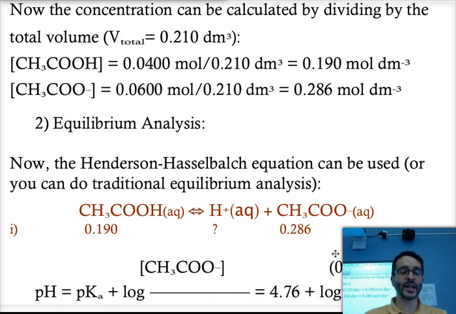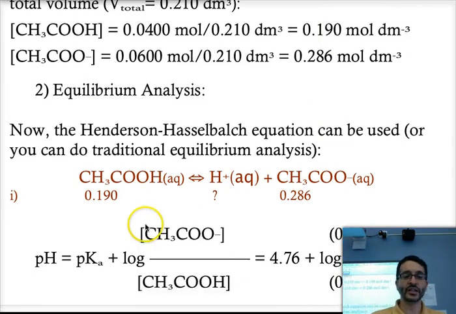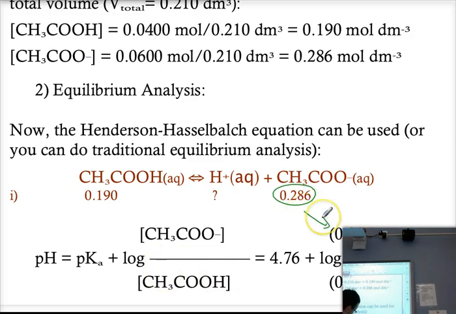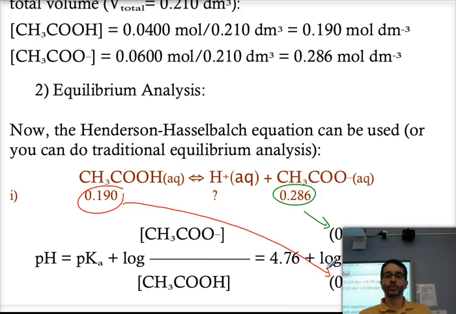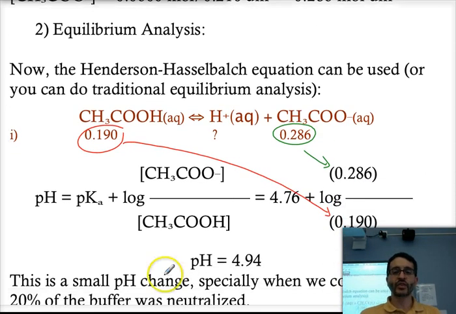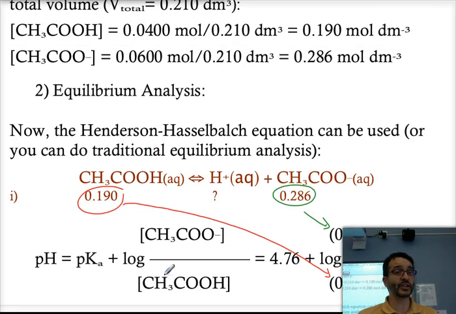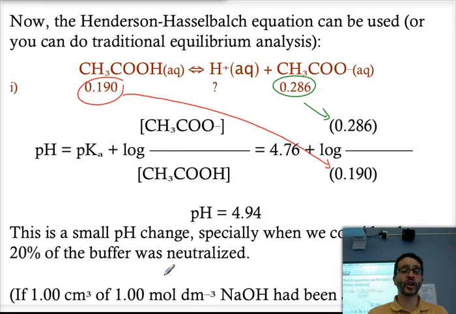We can put that into the equilibrium analysis. We don't have to go very far. We just go directly into the Henderson-Hasselbalch: pKa plus the log of the concentration of the conjugate base over the concentration of the acid. When we do that and we calculate, we find that the pH has increased to 4.94. Again, not a significant pH increase. Remember, this time we added 10 milliliters, not just 1. So it's not a very large increase.